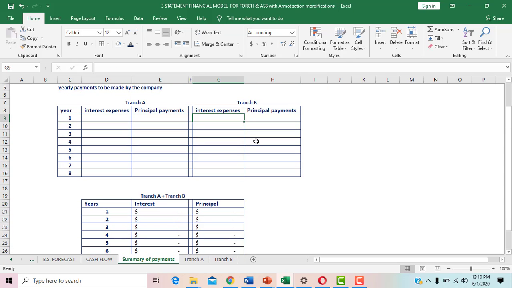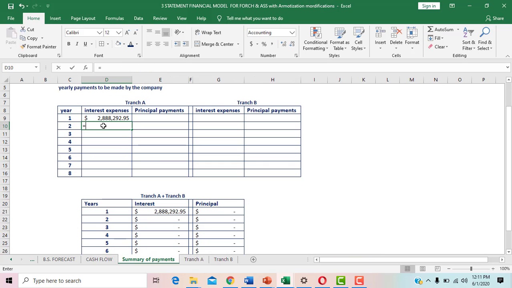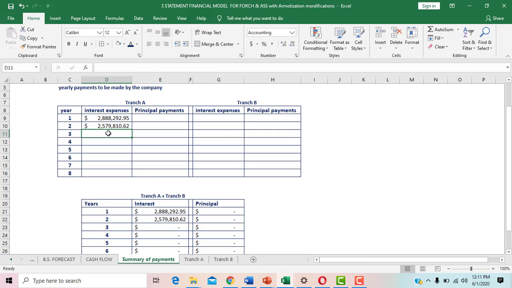Now let us determine the interest expenses that will be made in tranche A during the first year. This is going to be equal to the sum of interest expenses for the first year. We close our bracket. The second year interest expense is going to be the same, the sum of interest expenses for tranche A. The same will apply for the third year.